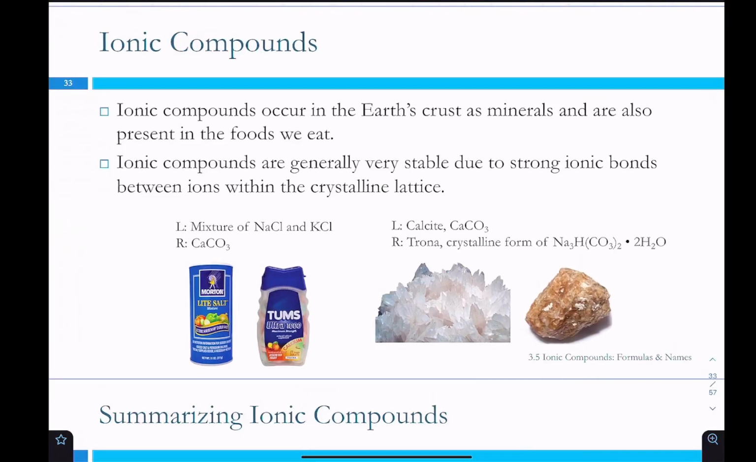Okay, ionic compounds. So ionic compounds occur in the Earth's crust as minerals and are also present in foods we eat, so we interact with them a lot. They have really strong ionic bonds between different types of ions in a crystal lattice. I drew a two-dimensional version of that lattice before.